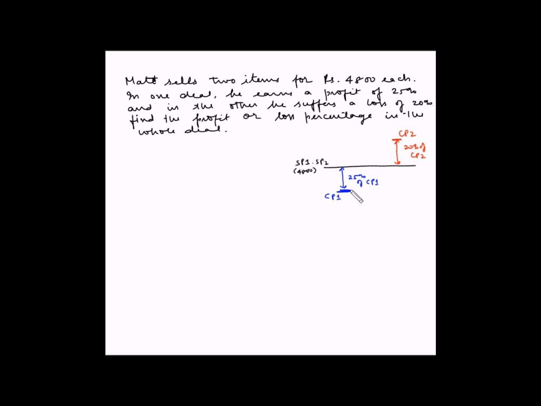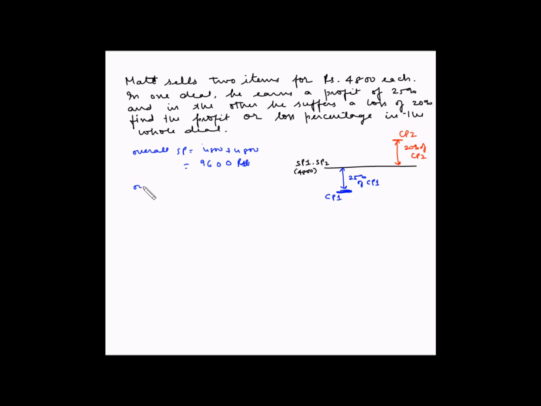So let's calculate the amount which is 25% of CP1 and 20% of CP2 to then find out whether we are in an overall profit or loss situation. So here the overall selling price is equal to 4800 plus 4800: 0 plus 0, 8 plus 8 is 16, 1 carryover, 4 plus 4 is 8 plus 1 is 9, so 9600 rupees.